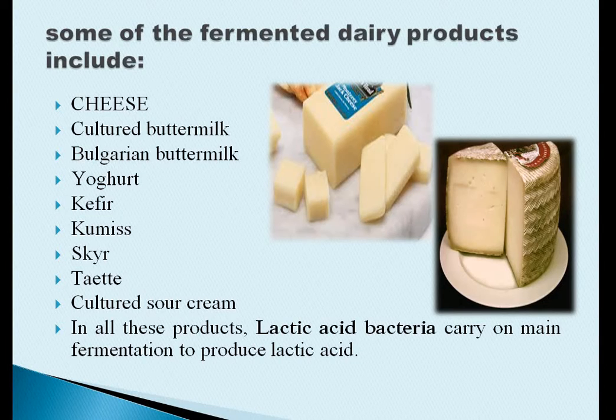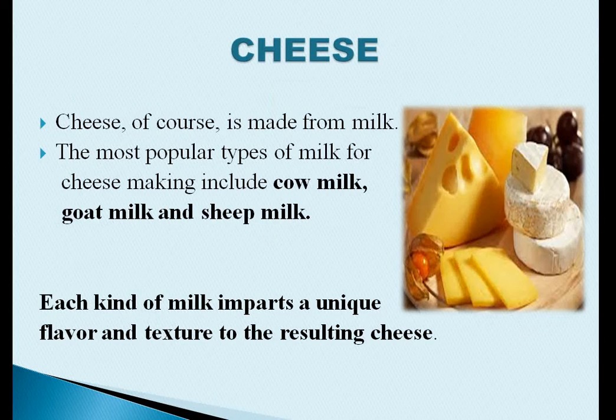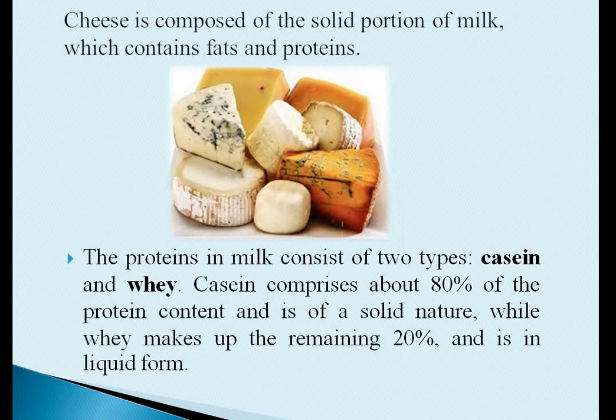Some of the fermented dairy products include cheese, cultured buttermilk, Bulgarian buttermilk, yogurt, kefir, kumis, skyr, and cultured sour cream. In all these products, the lactic acid bacteria carry on the main fermentation to produce lactic acid. We all know that milk contains lactic acid bacteria. Cheese, of course, is made from milk. The most popular types of milk for cheese making include cow milk, goat milk, and sheep milk. Each kind of milk imparts a unique flavor and texture to the resulting cheese.